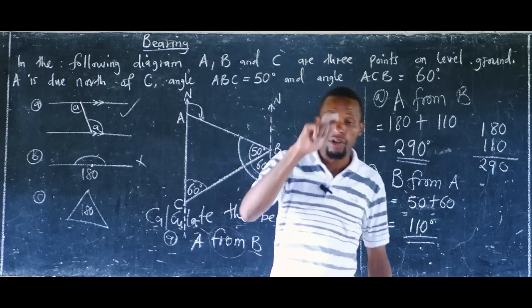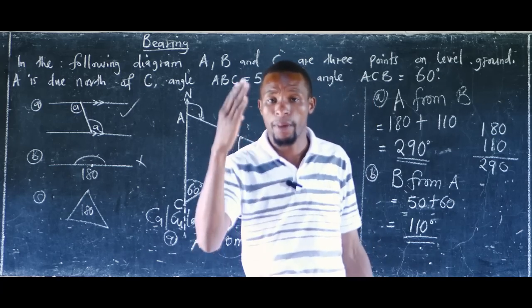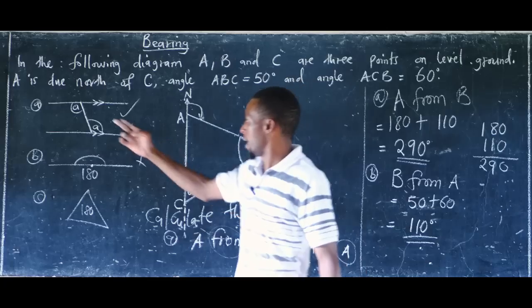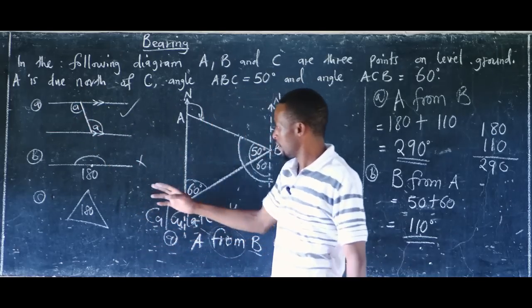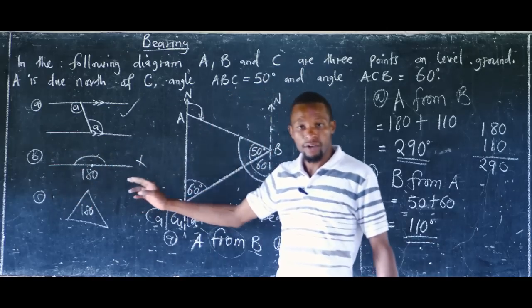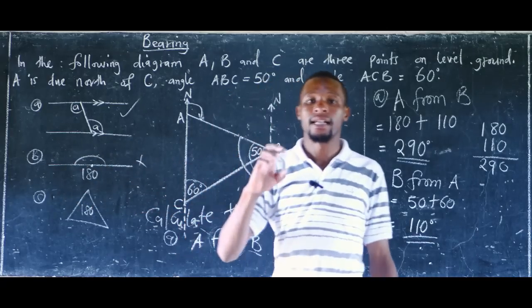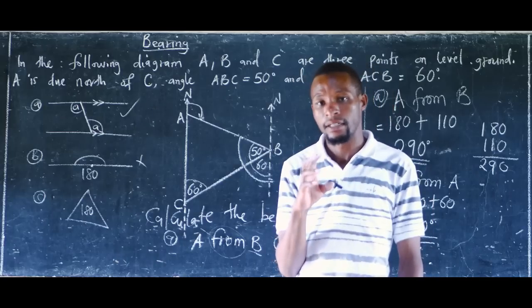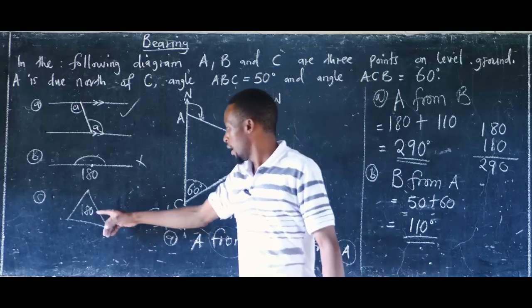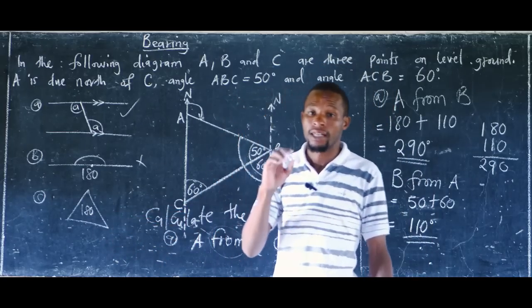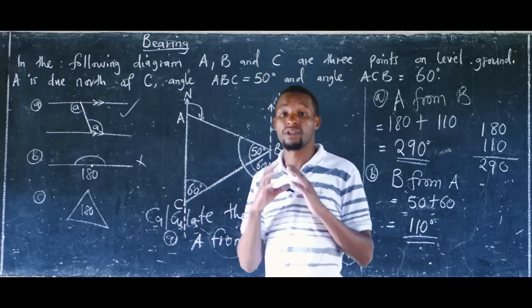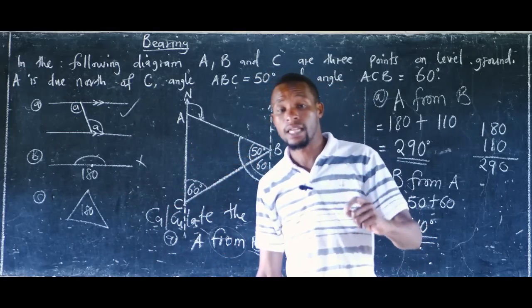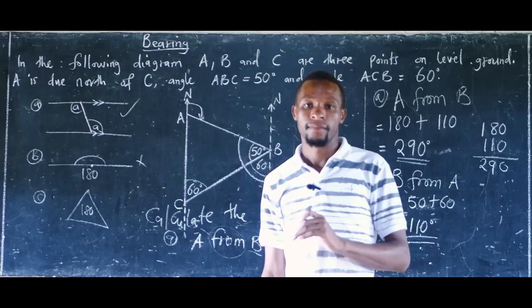Parallel lines, and you have a transverse, a line cutting the two parallel lines. Then the alternate angles will be equal to each other. Second, angles in a straight line add up to 180. And lastly, angles in a triangle add up to 180. These are the 3 concepts that you need to remember when you're dealing with the bearing.